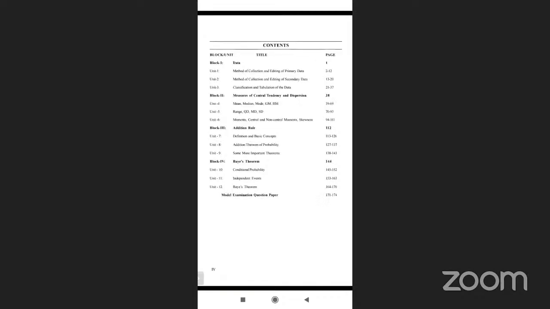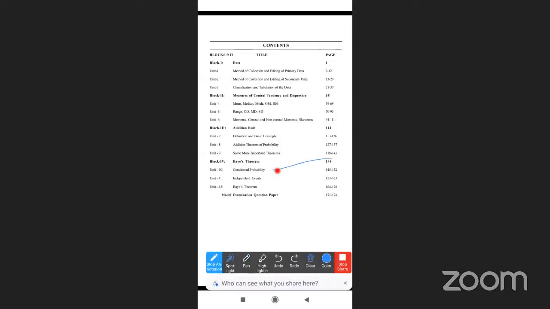Okay. So block 1 having 3 units, block 2 having 3 units, block 3 having 3 units, block 4 having 3 units. Do you see it on the screen? Yes, sir. So welcome to all our online classes for Ambedkar Open University. Today is the first class. So we are having 10 classes, 10 sessions.